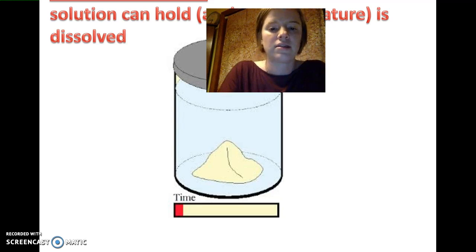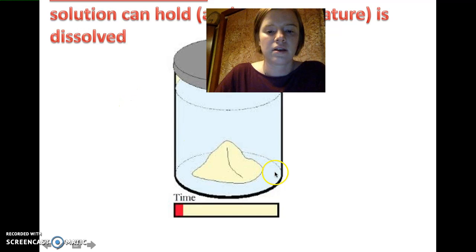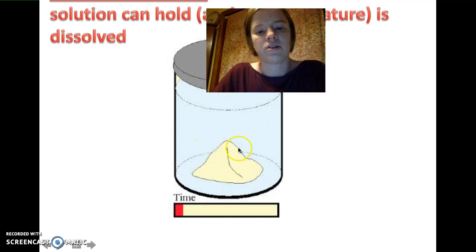So you can see in this picture here, some of the solute ended up at the bottom, so this is actually beyond saturated. If it were saturated, it would be just at that point where it was still dissolving, but just before. When you did your lab and you had a certain amount of grams, that's the data you were collecting, the amount that got it to a saturated solution.